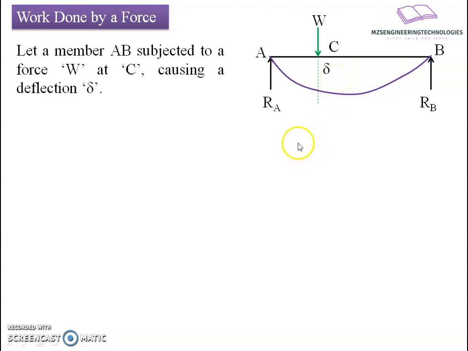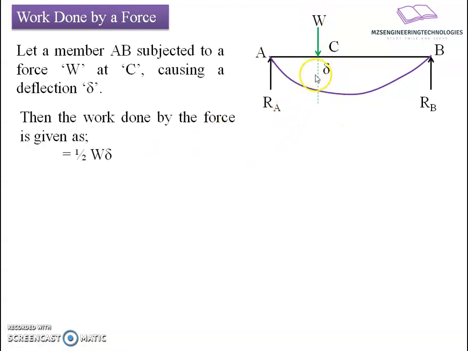Now I want to know what work is done during the deflection by this force. The work done by the force will be 1/2 of W into delta. This force is applied gradually. That's why we have to take the effect of this force as an average effect. That's why I will consider 1/2 of W into delta as the total work done. That's the force multiplied by the total displacement which has been caused by this force.